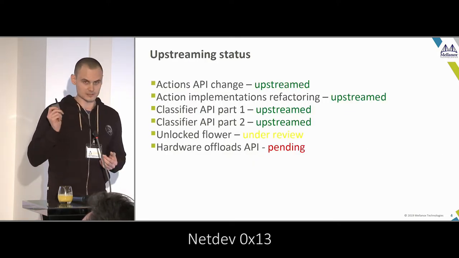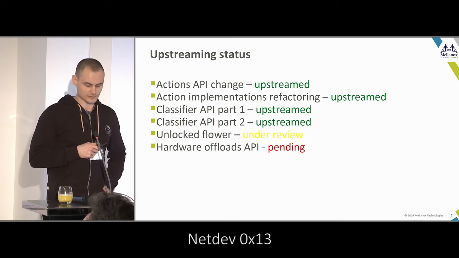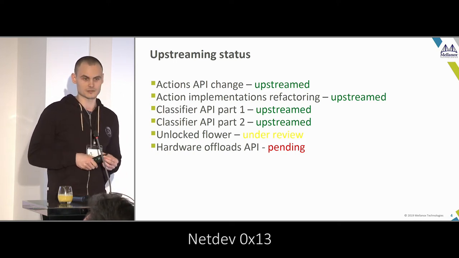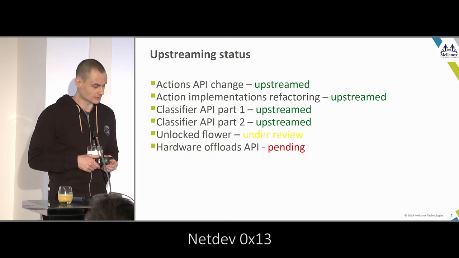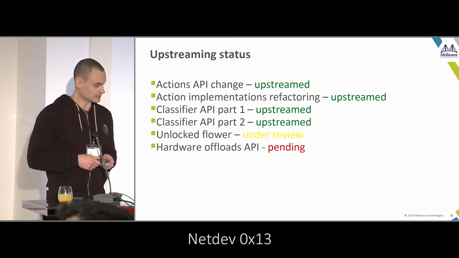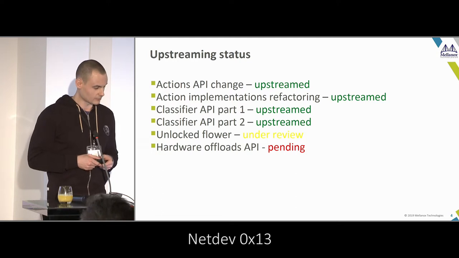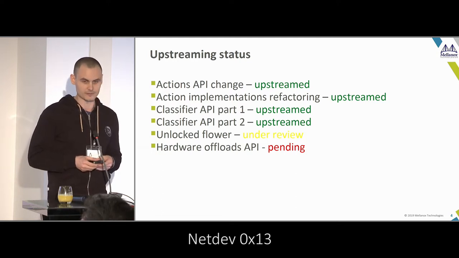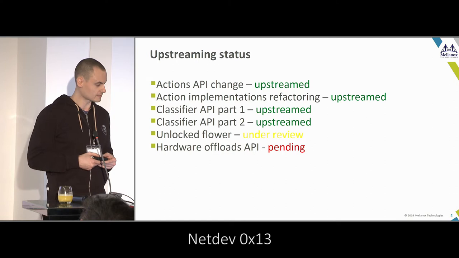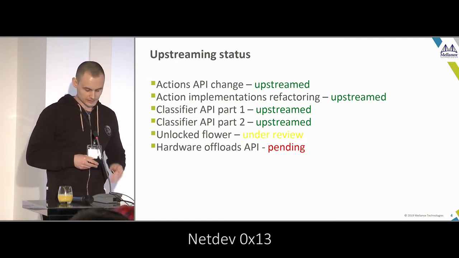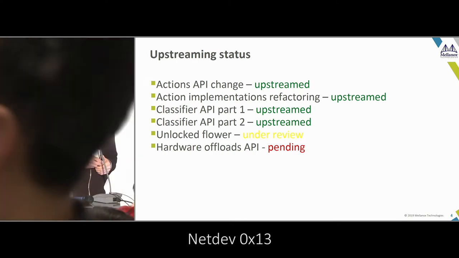So the status is that I have six different patch sets because the feature is big. It's like close to 100 patches. It cannot be submitted as one patch set. So I split it in 6 patch sets, and 4 of them already upstreamed. One is on review in upstream, and the last one is pending. I hope to upstream it for next kernel.